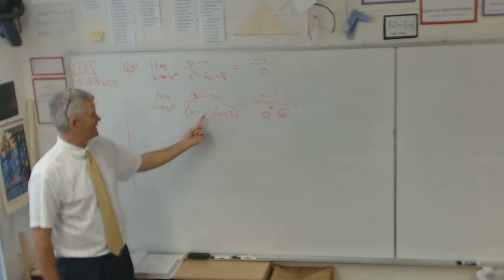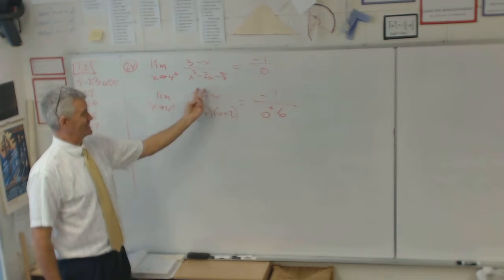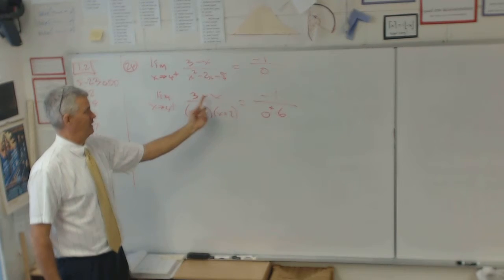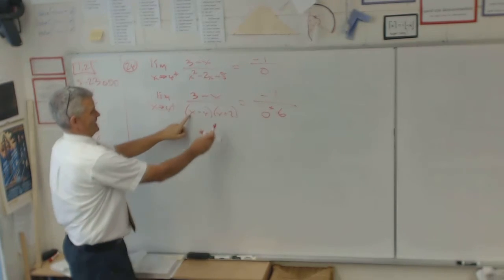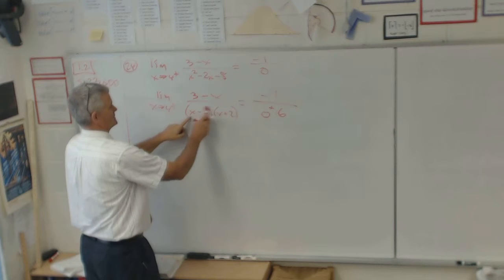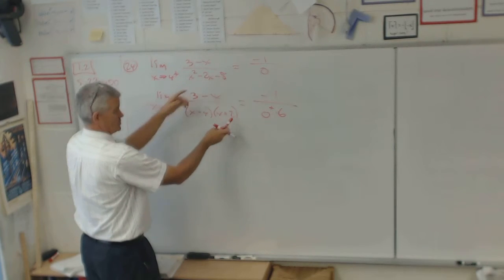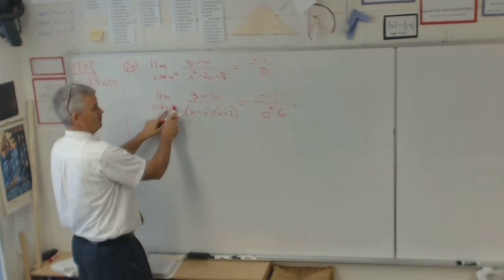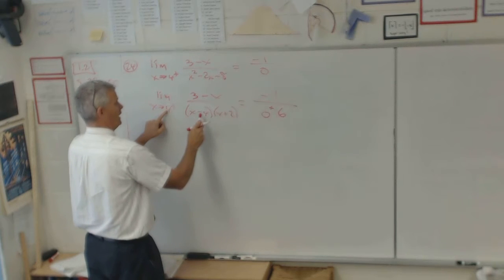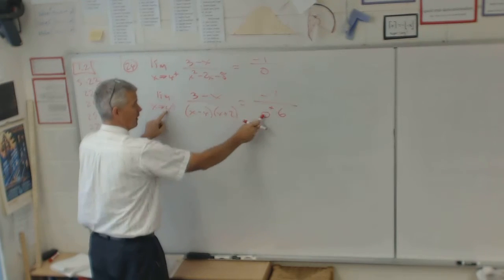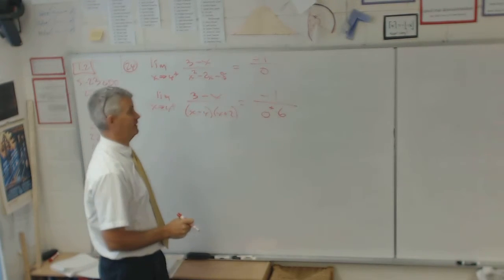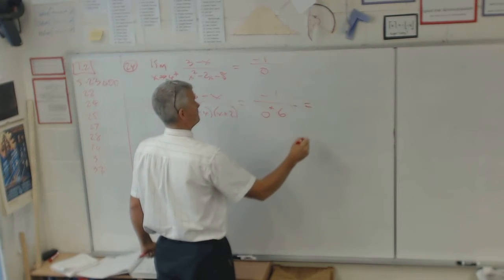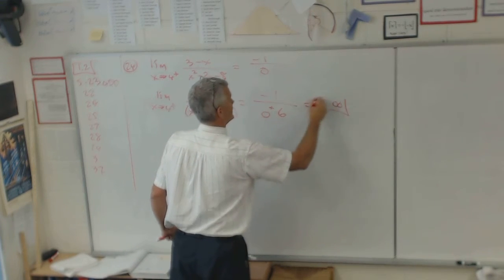Did I factor it correctly? 3 minus x is 3 minus x. I didn't mess that up. X squared minus 2x minus 8 factors into x minus 4 and x plus 2. It's correct. When you plug in something a little bigger than 4, this is -1, this is a positive 0, and that's positive. So what's the final answer here, Henry? Negative infinity.